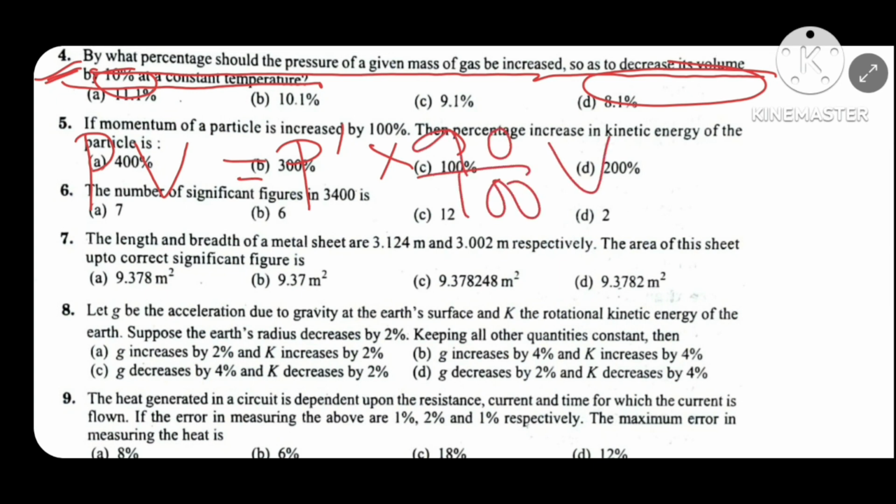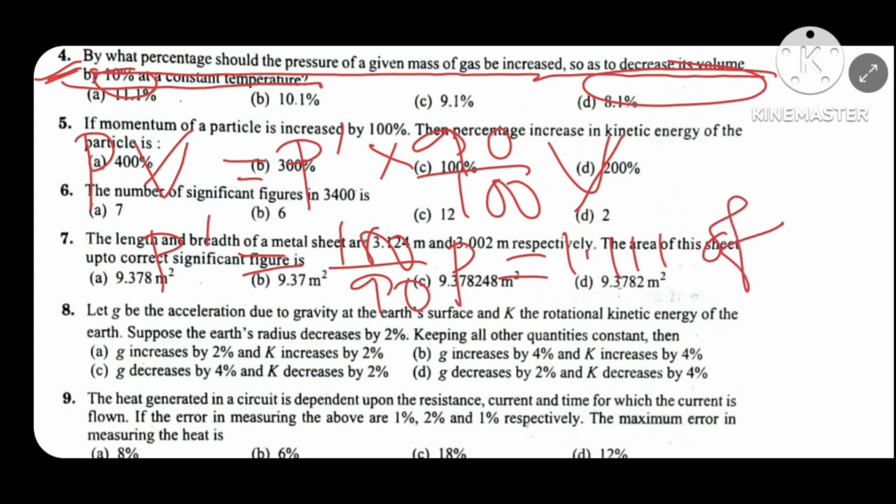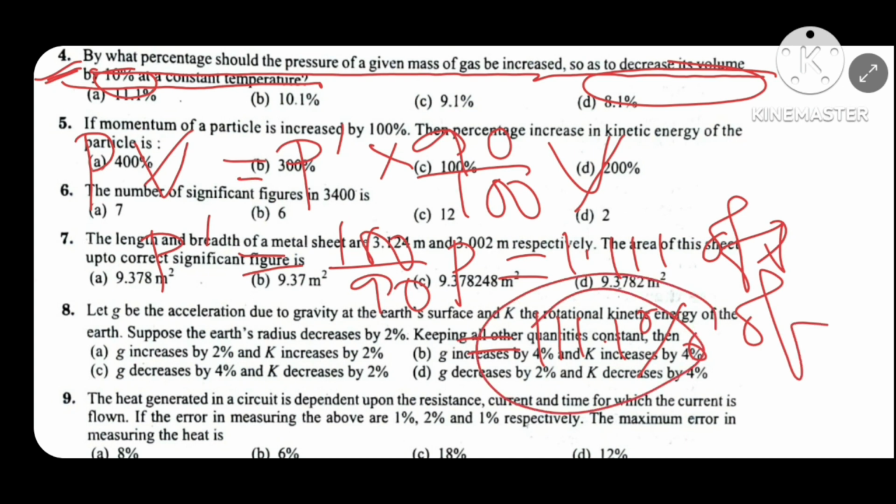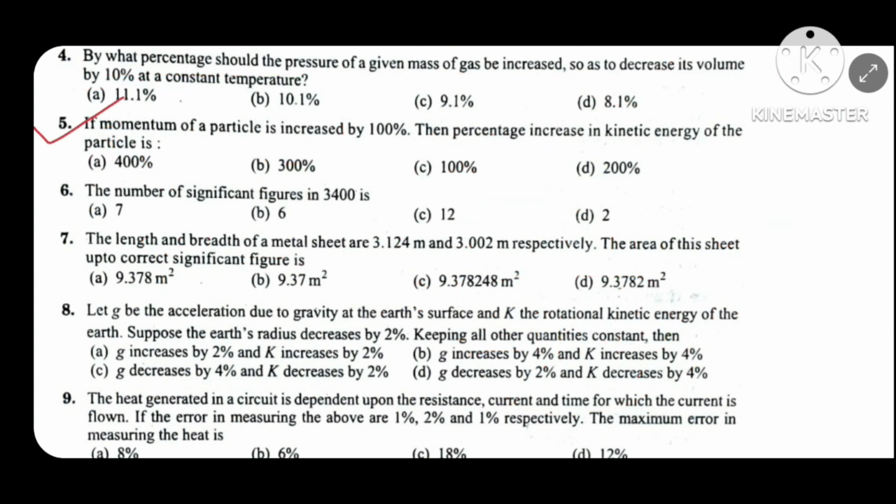Now V and V cancel out. So here P dash equals 100 by 90 into P. So this is 1.111 of P. That is, this is 111.1% of P. Therefore, P is increased by this minus 100, that is 11.1%. Option A is correct. Understood? Now, next. Now, question number 5.